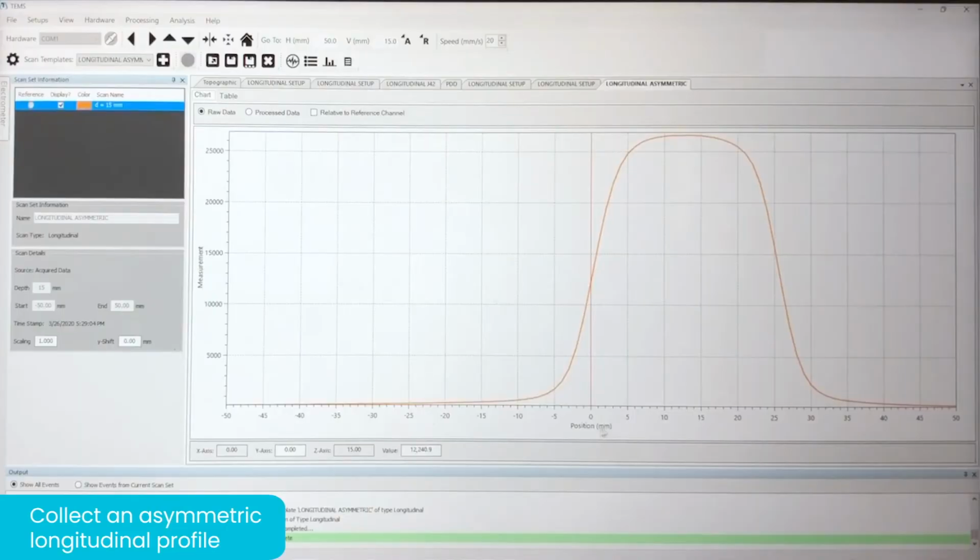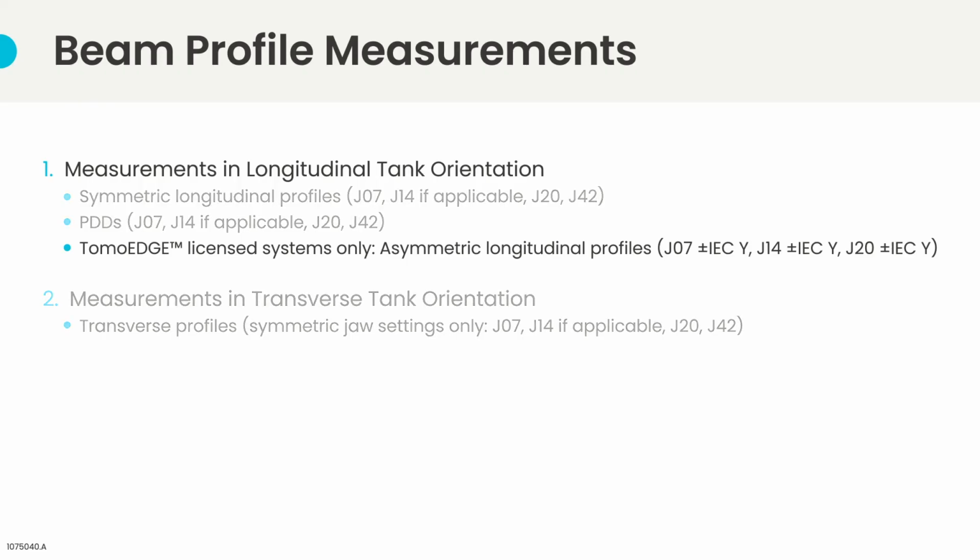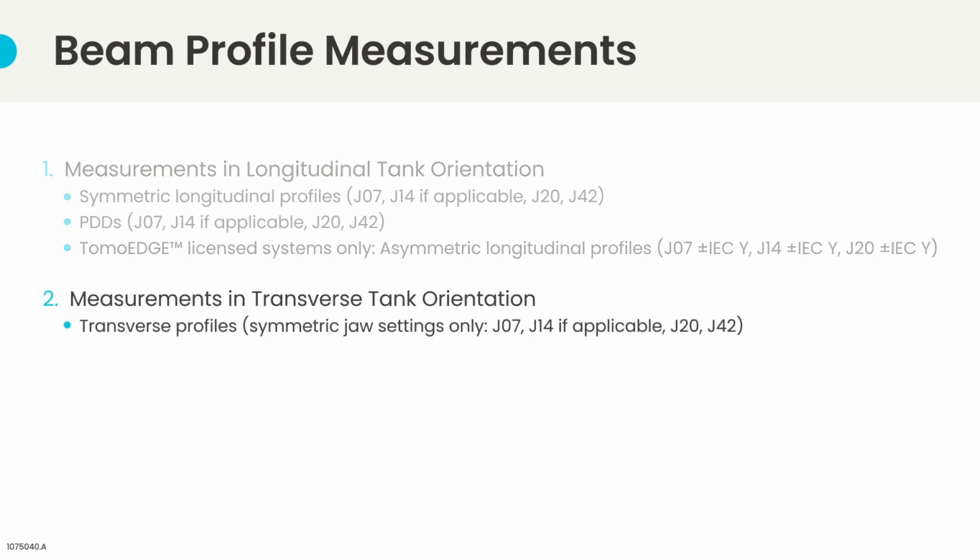Our plus IEC-Y J20 profile is about to complete. You can see the profile is centered on the positive IEC-Y side of the isocenter. We would then repeat this for the negative J20 profile, in which case the profile would appear on the negative side. And then repeat the steps for the J14 and the J7 plus and minus IEC-Y profiles. Once done, we would move on to collecting transverse profiles.